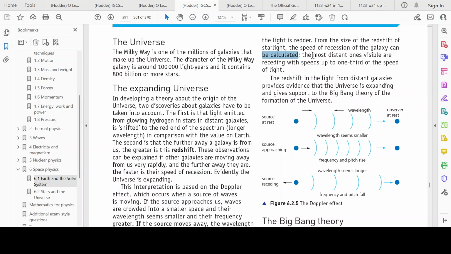The most distant ones visible are receding with speeds up to 1/3 of the speed of light. Up to 1/3. That means, since the speed of light is 3 into 10 to the power 8, it's moving at 1 into 10 to the power 8, which is 100 million meters per second. That is how fast the most distant stars are moving away from us.